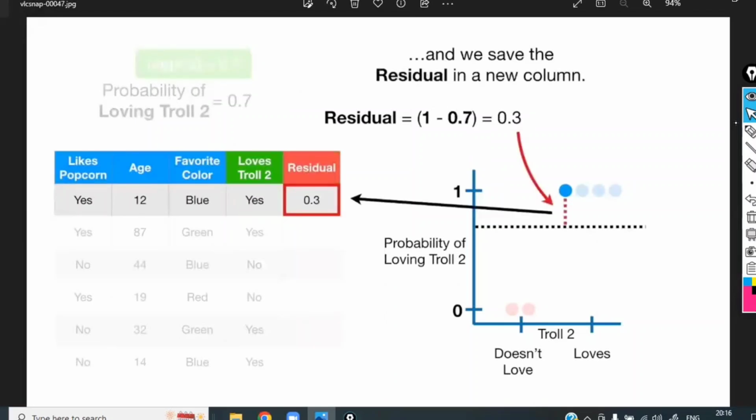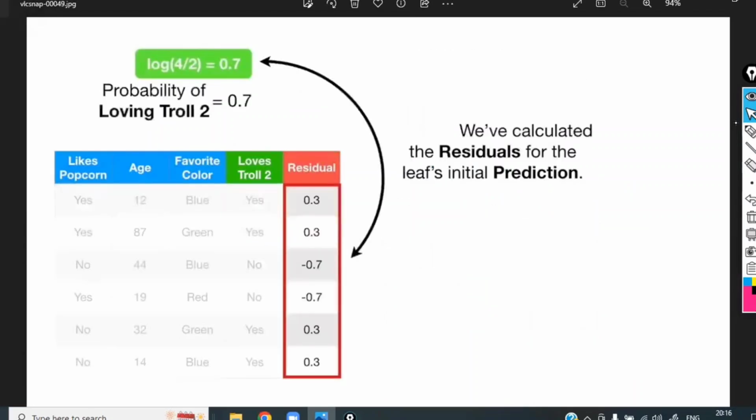Second one, 1 minus 0.7, again 0.3. Then 0 minus 0.7, which is minus 0.7. 1 minus 0.7, 0.3. 1 minus 0.7, 0.3. These are the residuals. Now actual gradient boost starts.